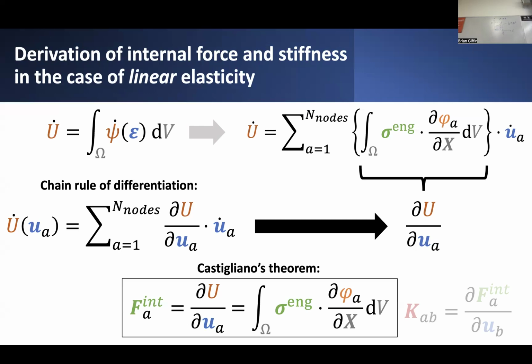So effectively, this thing here in the curly braces is precisely the thing that we wanted, the partial derivative of this strain energy term with respect to the displacements. And by Castigliano's theorem, we can relate exactly this quantity to the resulting internal forces that should be applied at the nodes. Or in other words, the thing that shows up due to F equals K times U.